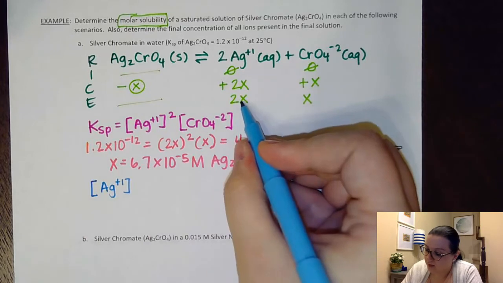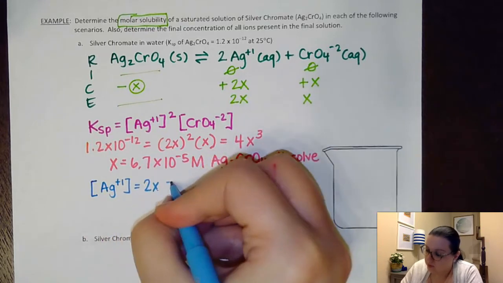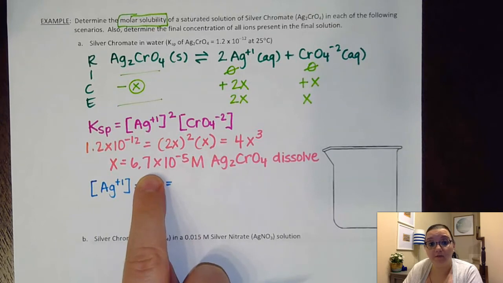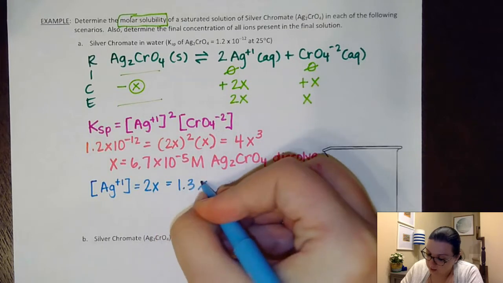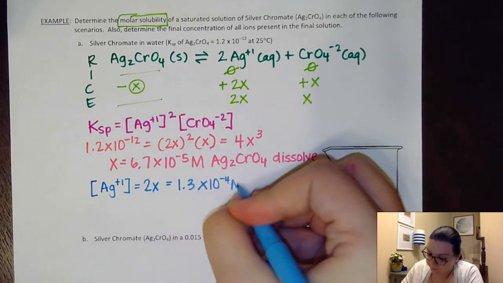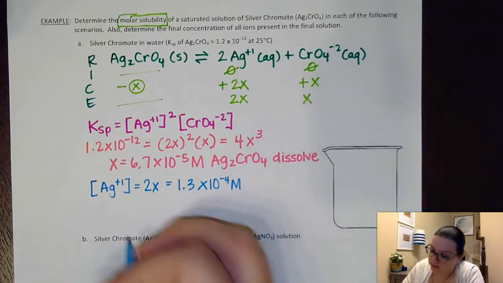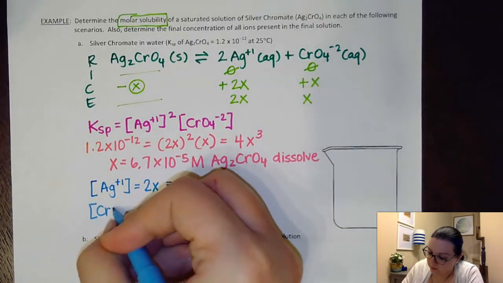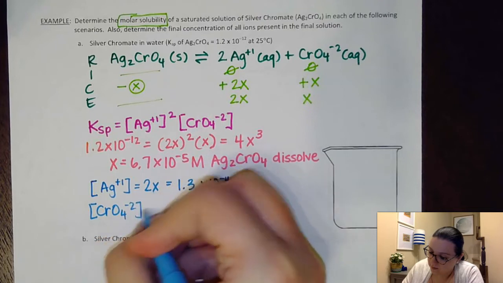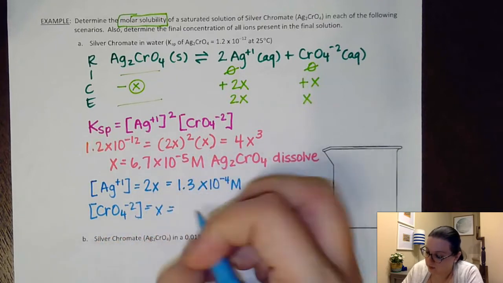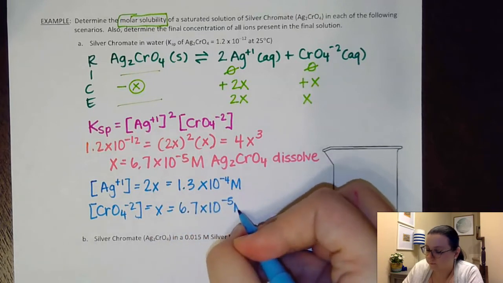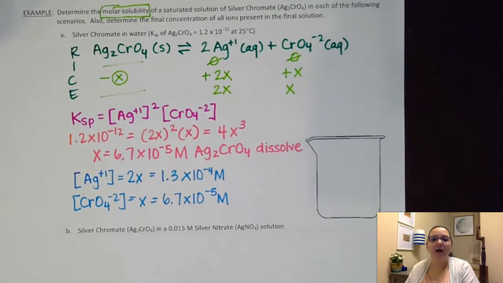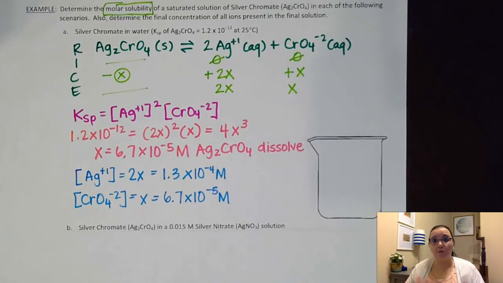And I noticed that the silver has a value of 2x. So if I take this 6.7 times 10 to the negative fifth and I multiply it by 2, that gets a value of 1.3 times 10 to the negative fourth molarity. So then the chromate is the other ion I have here. That has a value of just x, so it's going to still be that 6.7 times 10 to the negative fifth molarity. And there's my concentration of my 2 ions. You notice this is the same exact problem like we've done on Ksp homework up to this point.